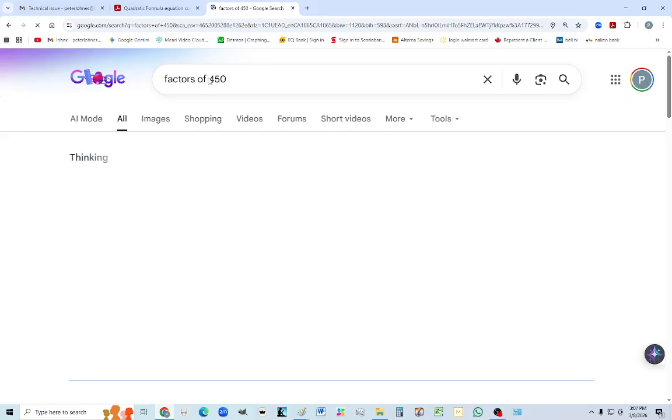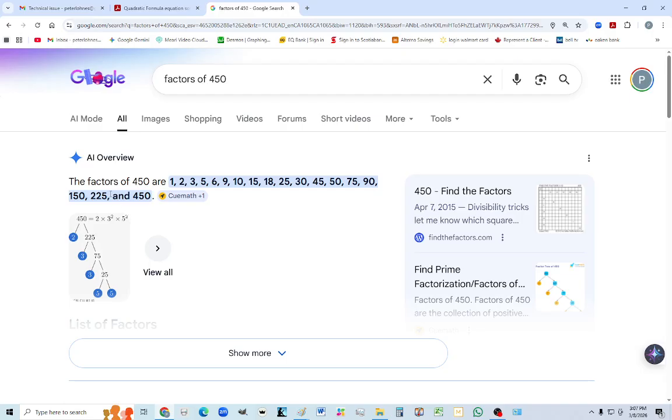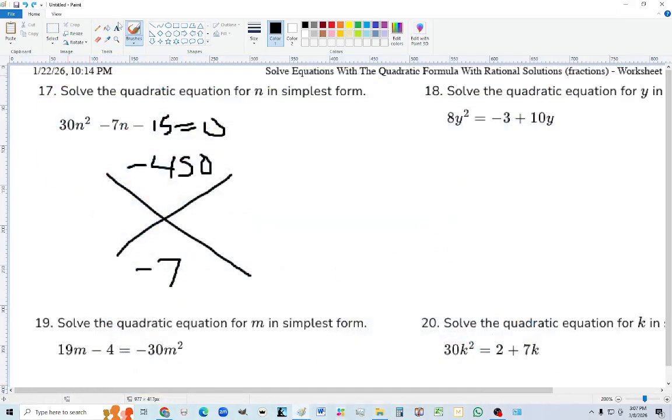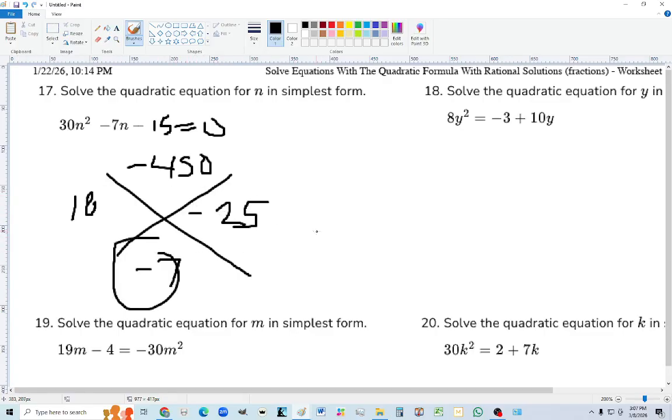It's okay to use any tools for practice that you want. We're looking for numbers that are close together that add up to, what are we adding up to? 7. 18 and 25. There we go. Because the negative 7 is negative, it's going to be like that. Sure enough, 18 times 25 multiplies out to minus 450 and adds up to minus 7.